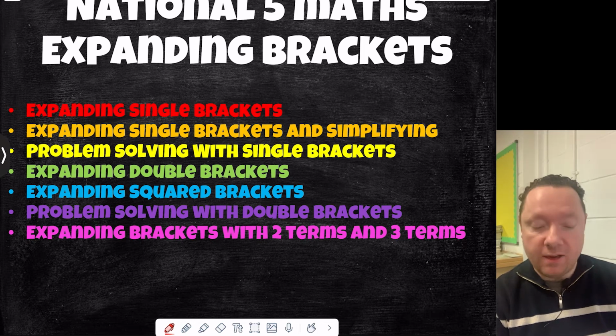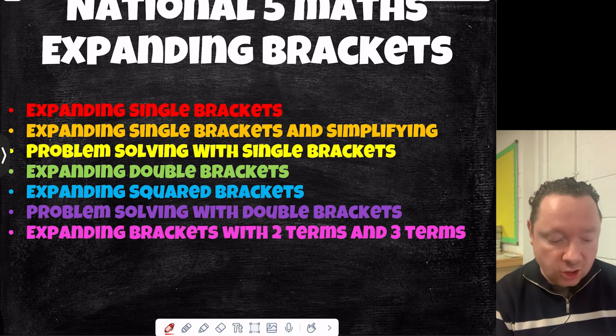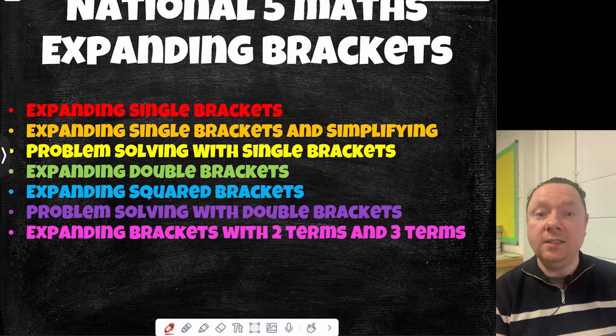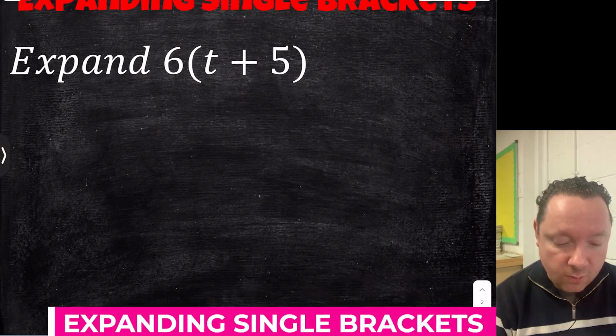Today we're going to look at National 5 Maths expanding brackets. We're going to go through the whole expanding brackets, including all the past paper questions, everything you need to know to be successful at expanding brackets. So let's start off with expanding single brackets.